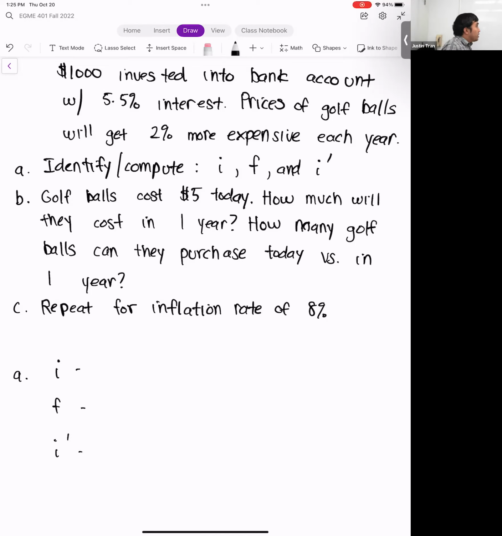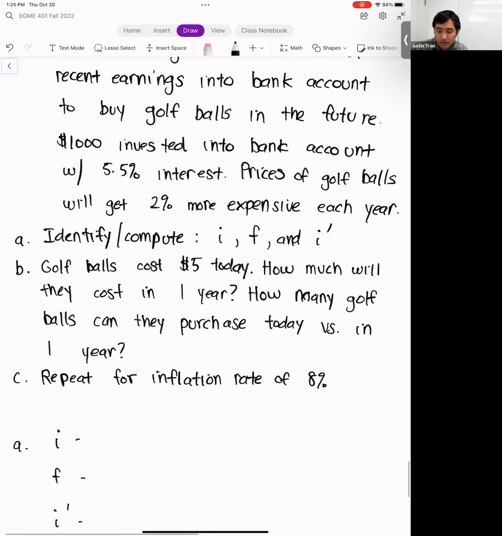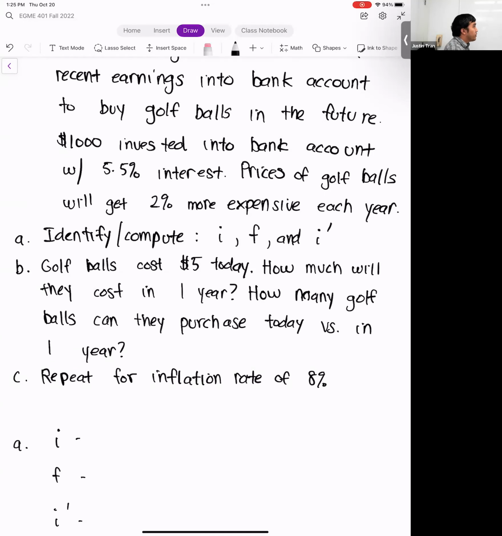Okay, so let's start with the first 5.5% we see in the problem. What the problem tells us is that this golfer invested $1,000 of her earnings into a bank, which has a 5.5% interest rate. Since this rate is given by the bank, it represents the amount that her cash is going to grow. That 5.5% is thus the market rate.